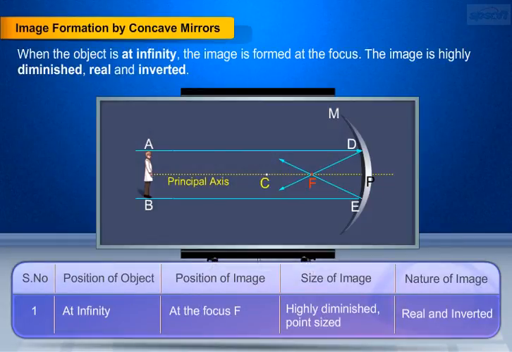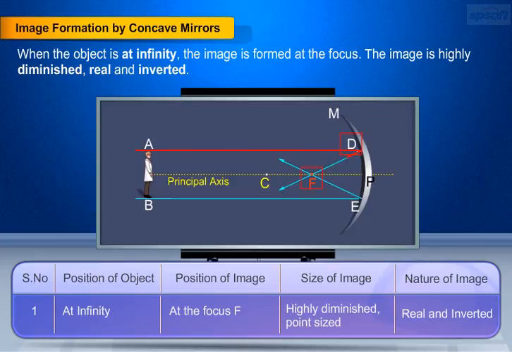When the object is placed at infinity. When the object is at a considerable distance, we can say that the object is at infinity. In the figure, the object AB is placed at an infinite distance from the concave mirror M. Now a ray of light, which is parallel to the principal axis, hits the mirror surface at point D and gets reflected. The reflected ray DF passes through the focus of the mirror.